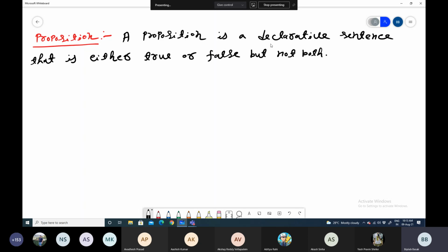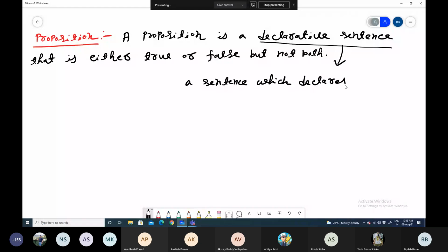Okay. Now, what do you mean by a declarative sentence? It means a sentence which declares a fact. We will see some examples, then it will be clear to you. First, I will write a few sentences and then we will discuss which are propositions and which are not.